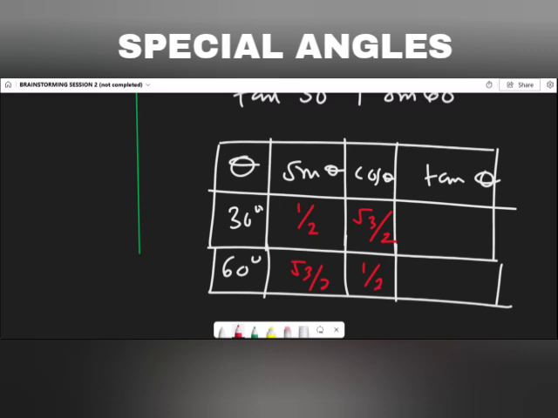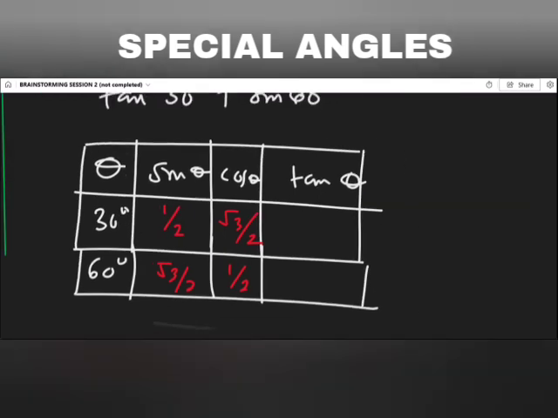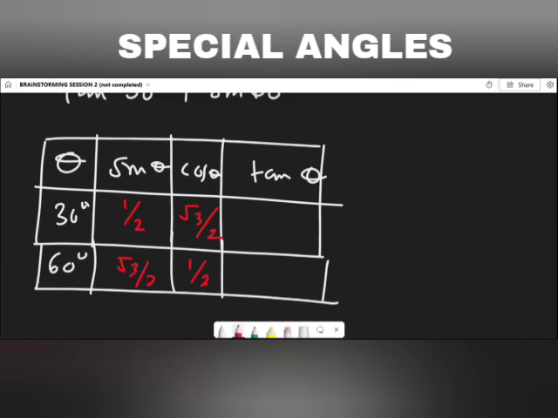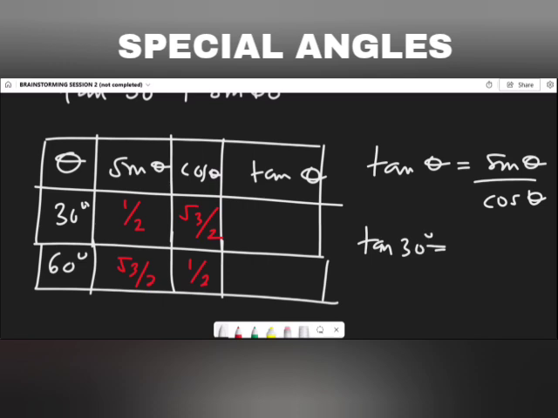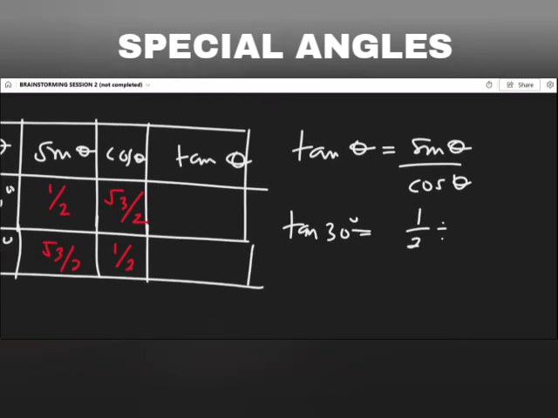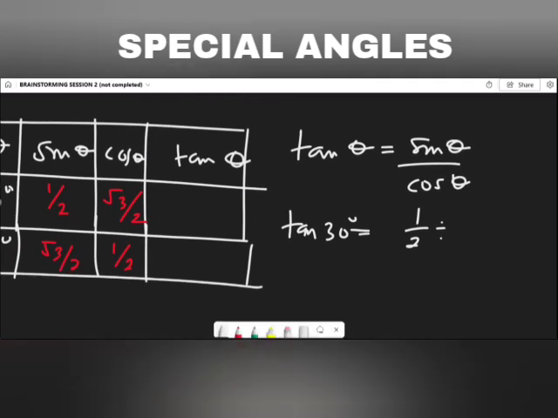But to get tan 30 degrees, just make use of the formula that says tan theta is equal to sine theta over cos theta. If I'm looking for tan 30 degrees, all I need to say is 1 over 2 divided by cos 30 degrees, which is root 3 over 2. In this case, I'm going to have 1 over root 3. So that's my tan 30 degrees.